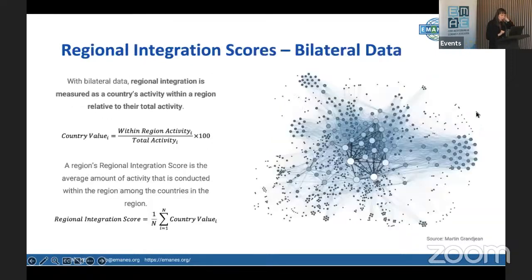When it came to providing a score for regional integration, there are many different ways in which it was possible to do this, and every decision that you make is going to influence the outcome. But this is the way I decided to do it, and I'd be happy to discuss whether we think this is an interesting or good strategy. For the bilateral data, what I wanted to do is measure regional integration as the amount of activity that a country is doing within the region relative to their total activity.